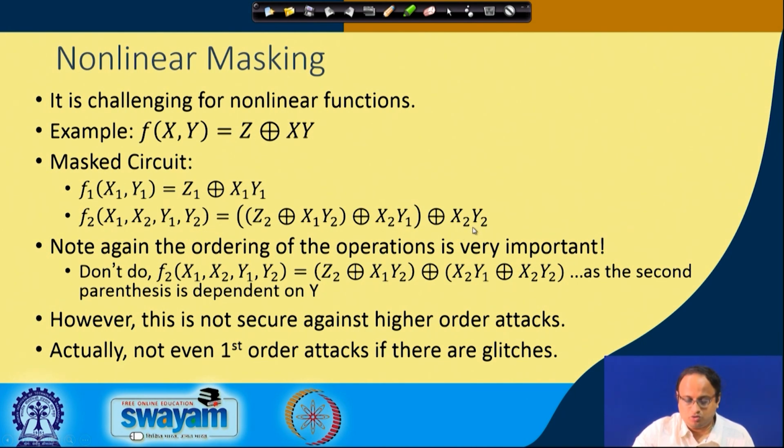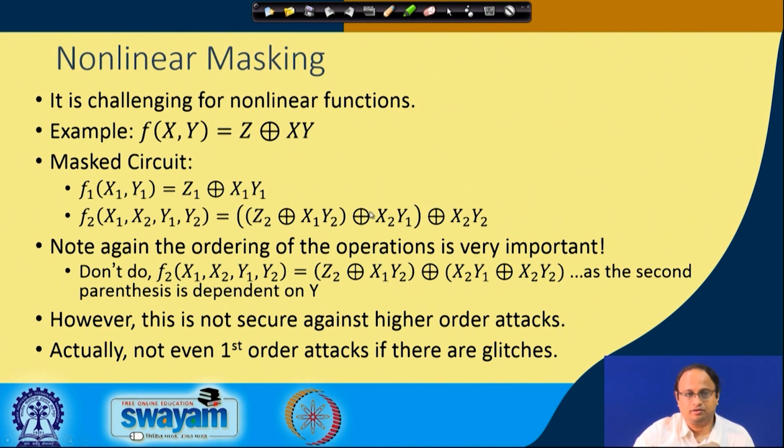Note that in this case, when I combine z1 and z2, I get z. And x1 y1 and x1 y2, if I combine, I get x1 into y1 XOR y2, which is equal to y. XOR again x2, if I take it common, y1 XOR y2 will be equal to y. So if I take y common, then I get x1 XOR x2, which is equal to x, therefore I get xy.